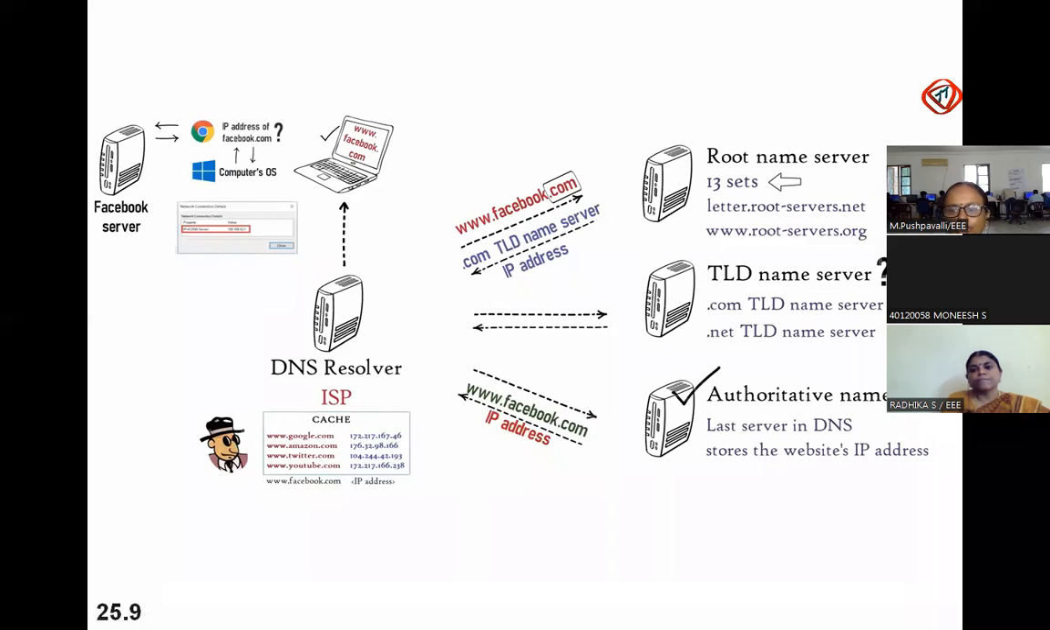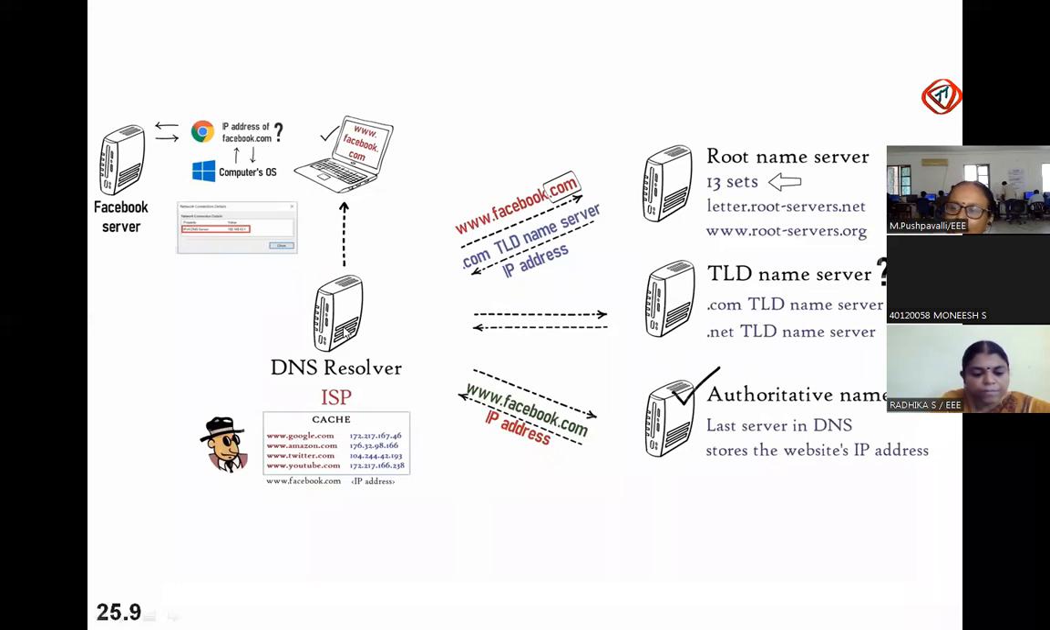Now, just look at this and imagine how it is working. So now I want to communicate. I'm giving www.facebook.com. And while getting my facebook.com, it always communicates with my DNS resolver.